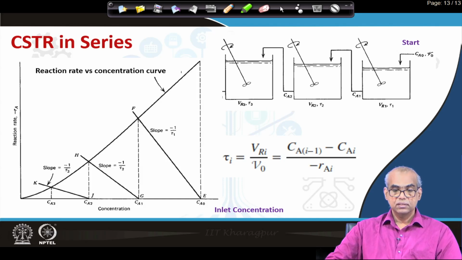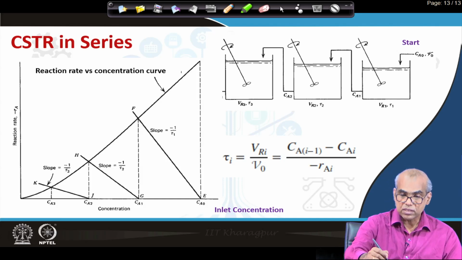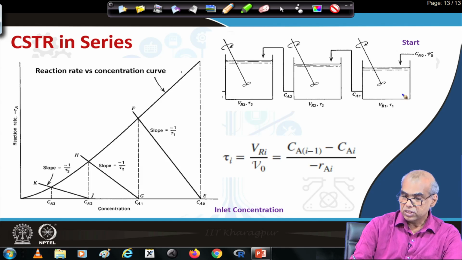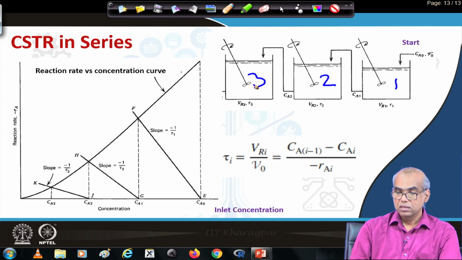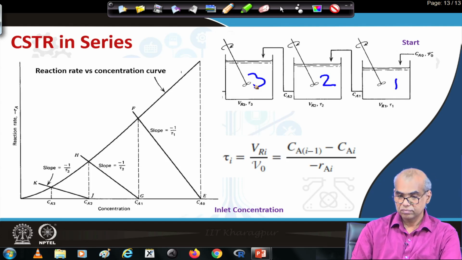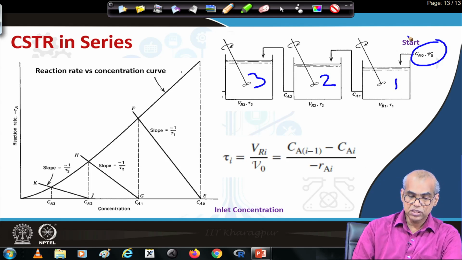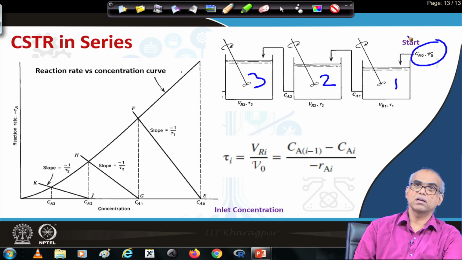Let us consider several CSTRs connected in series. For example, in this case we have connected 3 CSTRs in series, CSTR 1, CSTR 2, CSTR 3. They may be all of different sizes. The residence times are tau 1, tau 2 and tau 3. The inlet concentration of A is Ca0. So, how do I find out the concentrations C1, C2, C3 etc.?